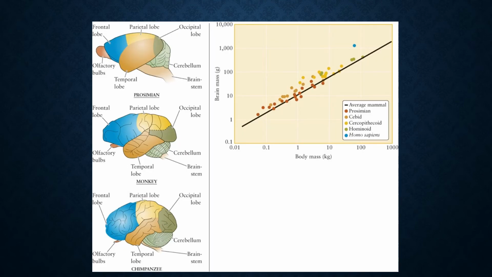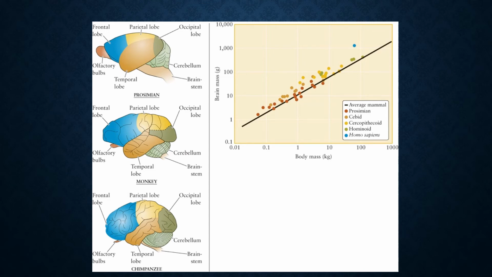This is just showing you, and we don't need to get into this, it's relating body mass to brain size, but what I want you to pay attention to is the olfactory bulbs that are on the front. If we look at a chimpanzee, the olfactory bulb is tiny, right? Because they are much more similar to us, right? If we look at a monkey, they're a little more primitive. Their olfactory bulb is a little bit larger, right? They are a little bit more reliant on smell.